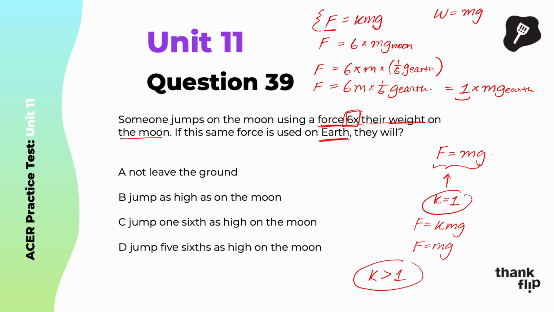Because if the force that you're applying upwards is the same as the force that's being applied downwards by your weight, nothing is going to happen. These two are both going to cancel out. We need this upward force to be greater than the downward force, and that is represented by k being greater than 1. So what would then happen here is that because k is equal to 1 in this scenario, they will not leave the ground on Earth.